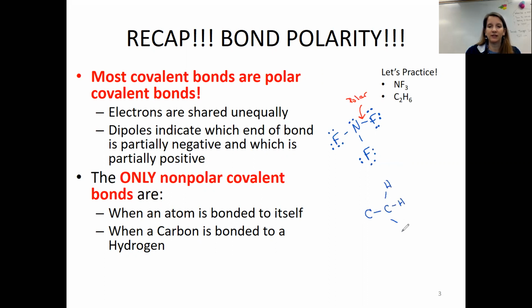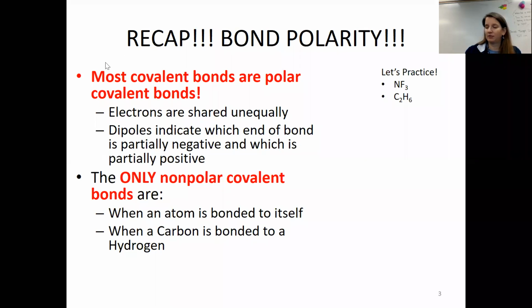This other one is going to look like this. You're going to notice that there's no dots around it because I've got hydrogens, and hydrogens don't get dots. So we have two bonds here, this bond and these bonds. This top bond between the carbon and hydrogen would be a nonpolar bond because carbon is bonded to hydrogen. This bond down here would be a nonpolar bond because carbon is bonded to itself. So both of these in the C2H6 would be nonpolar bonds.